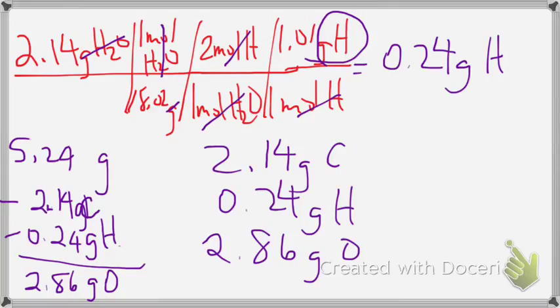Now we can't use grams directly to determine the empirical formula. And that's because a mole of carbon weighs more than a mole of hydrogen, and a mole of oxygen weighs more than the other two. In fact, it weighs more than a mole of the other two combined. So we need to convert each of these grams into moles. So I'm going to have to go to another page.